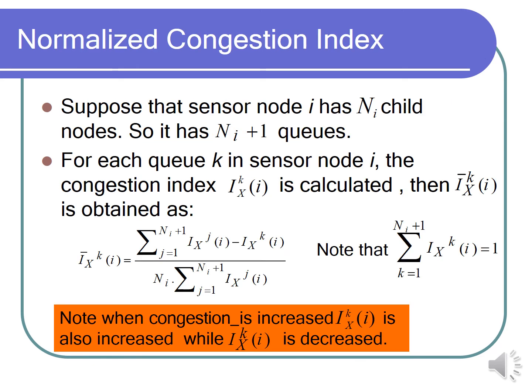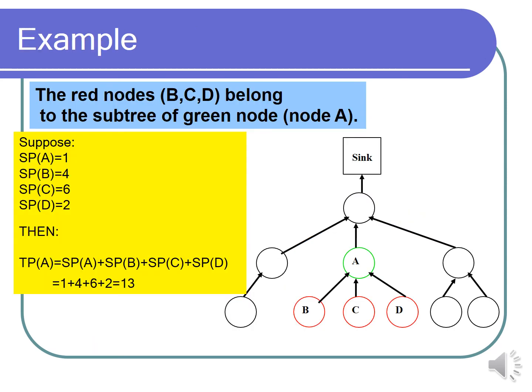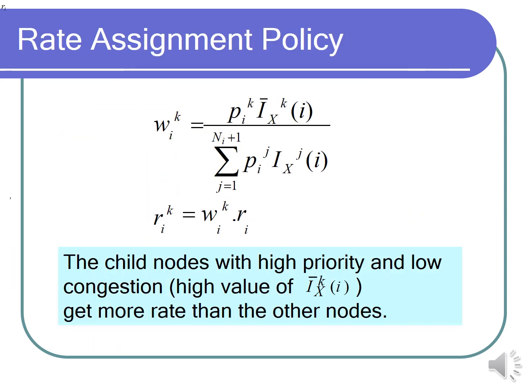Normalized congestion index: suppose the sensor node i has Ni children, so it has Ni plus 1 queues. As the congestion increases, the congestion index Ik of x decreases. Source priority: the source priority at sensor node i. We define the total priority TP of i as the sum of priorities of all the nodes in the subtree rooted at node i. So TP of i is equal to the sum of TP of j plus SP of i.